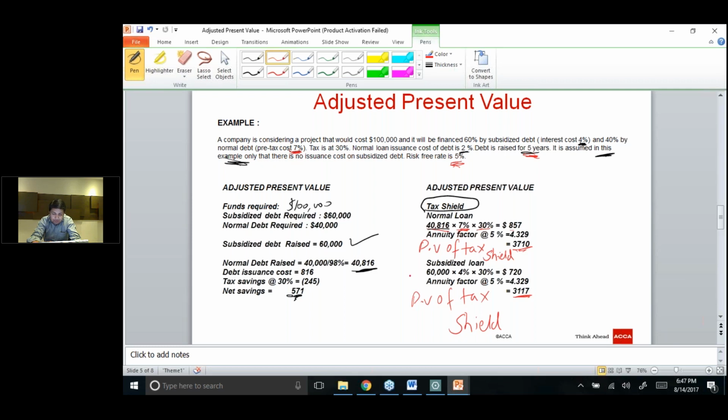So that is the first working of the subsidized debt. Even if you have a subsidized debt, you are paying some interest on it, so you can save some tax on it, and you are saving $720 every year, and by taking its present value, that is equal to 3,117.